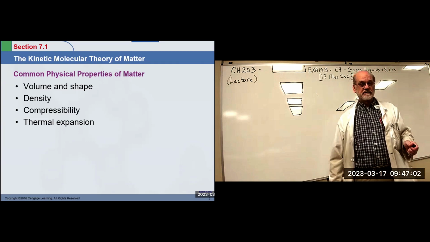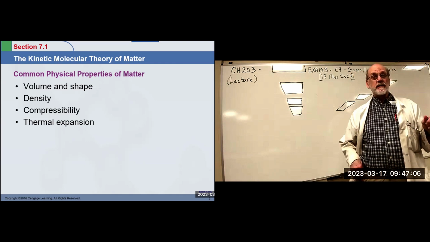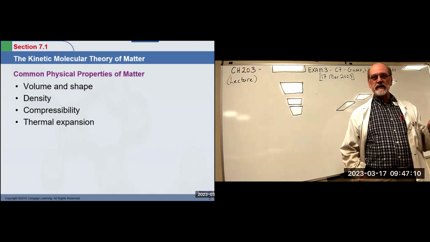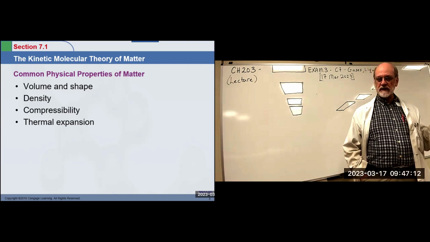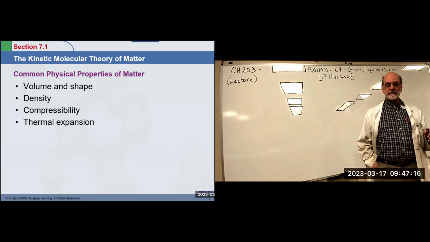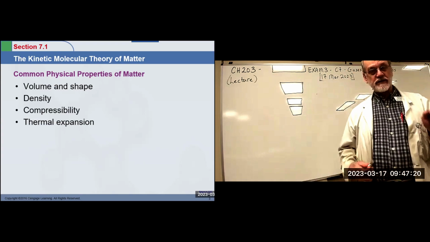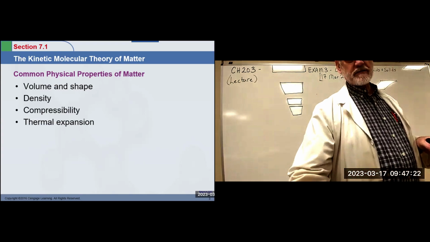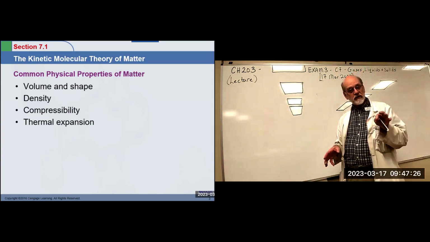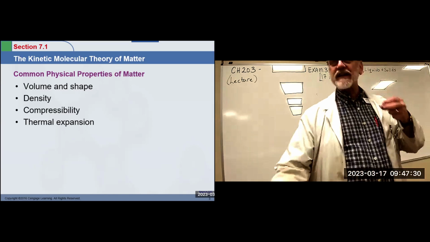Thermal expansion. When you heat something up, it's going to expand. Now, when you heat up a gas, it expands a lot. When you heat up a liquid, it expands a little bit. And when you heat up a solid, it will also expand. That's a physical characteristic. The identity of the substance has not changed. And all these properties can be explained using the kinetic molecular theory, which we're going to get to eventually.